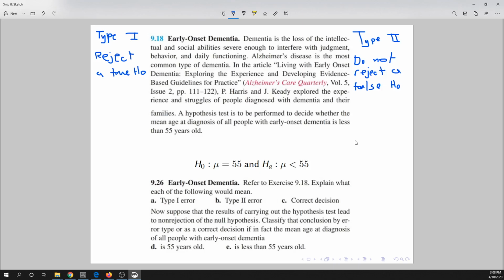Okay, so for a type 1 error on part A, they want to know what that would look like in this situation. A type 1 error is when the null hypothesis is true. So the truth in this situation is that the mean actually is 55. But when we run this test and do the hypothesis testing, we wind up rejecting the null hypothesis. So that would be a type 1 error.